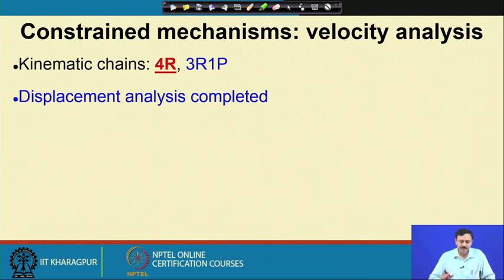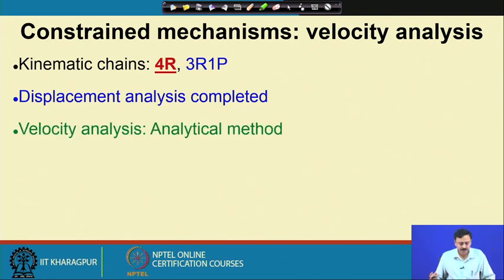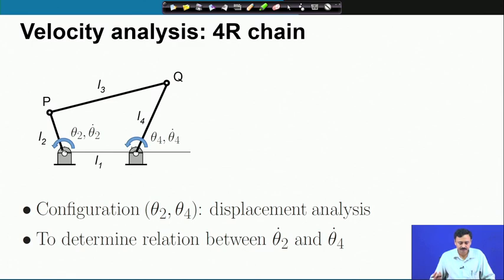I will assume that the displacement analysis is complete. That means we know the configuration of the mechanism. These are constraint mechanisms. So, given, let us say, the input angle, everything of the mechanism is known, since the constraint mechanisms have 1 degree of freedom. Given one input, you can find out everything about the mechanism, all the configuration. So, that is completed. Next, we are going to embark upon the velocity analysis problem using the analytical method.